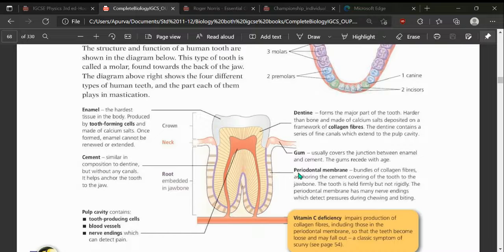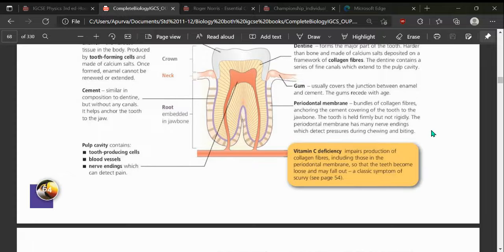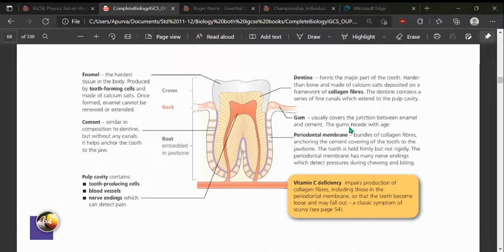Then you have the periodontal membrane. There are bundles of collagen fibers anchoring the cement covering of the tooth to the jawbone. The tooth is held firmly but not rigidly. This periodontal membrane has many nerve endings which detect pressure during chewing and biting. Okay.